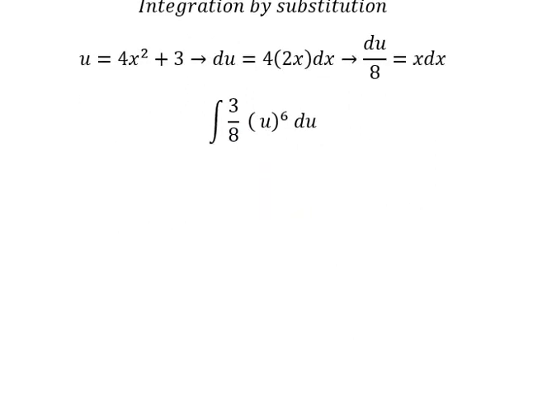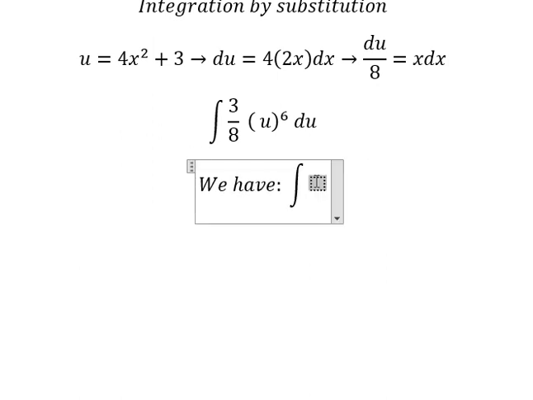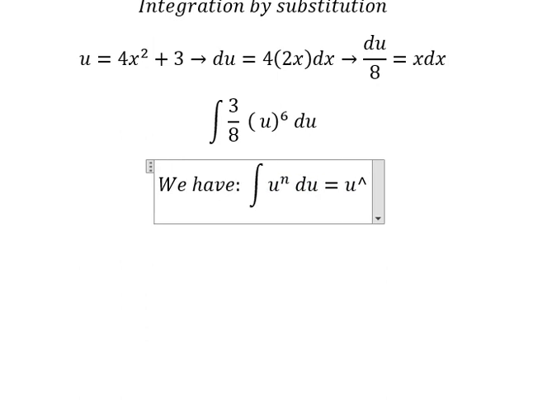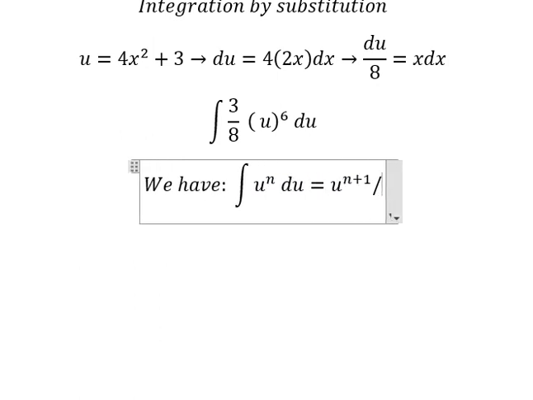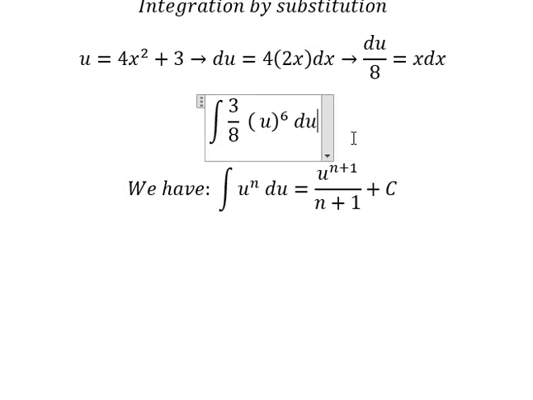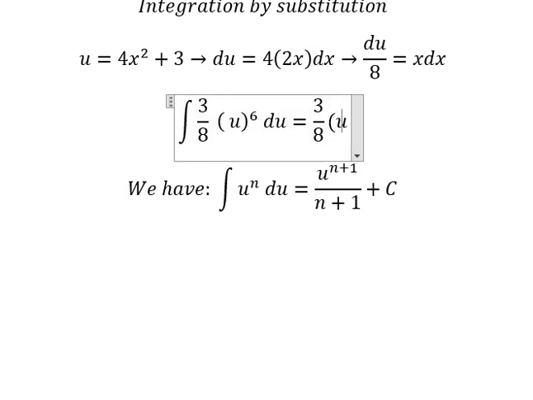Next, we have the formula in here. The integration of u to the power of n du is u to the power of n plus 1 over n plus 1, and I will put plus c. This one I will put number 6 here, and we have 6 plus 1, we have number 7. This one we have number 7, and now we have like this.